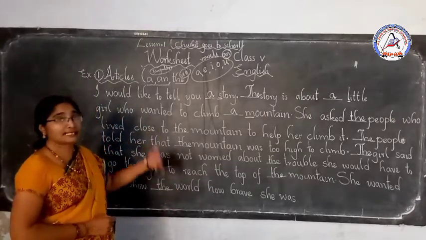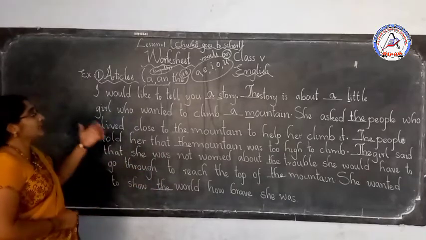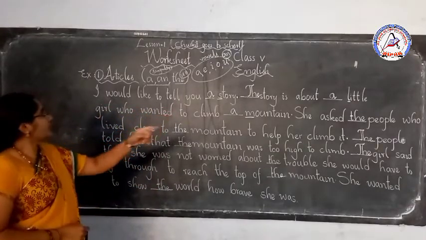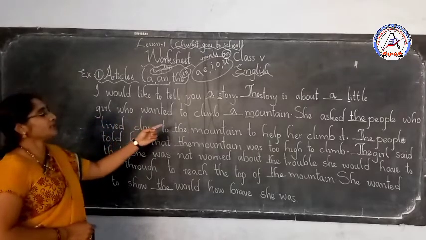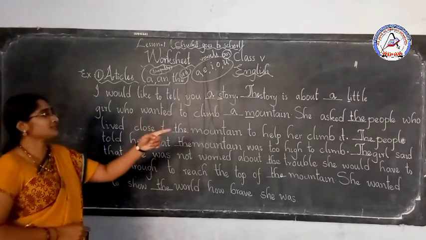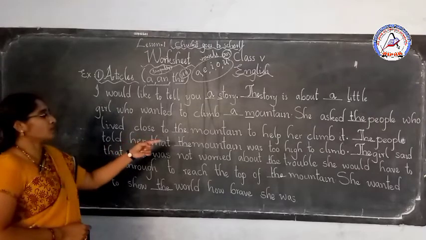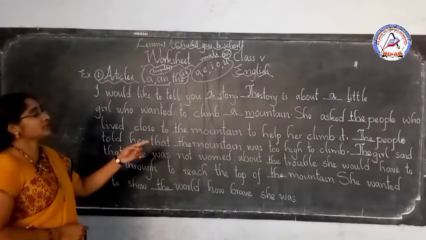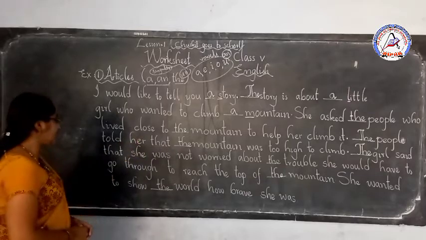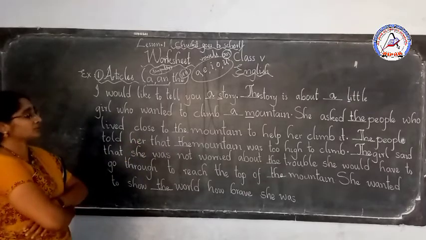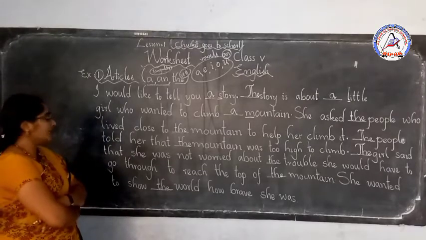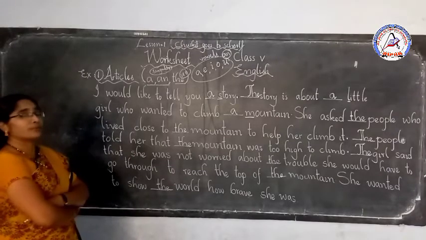Let us revise once again. Let us check what we have done. I would like to tell you a story. The story is about a little girl who wanted to climb a mountain. She asked the people who lived close to the mountain to help her climb it. The people told her that the mountain was too high to climb. The girl said that she was not worried about the trouble she would have to go through to reach the top of the mountain. She wanted to show the world how brave she was.